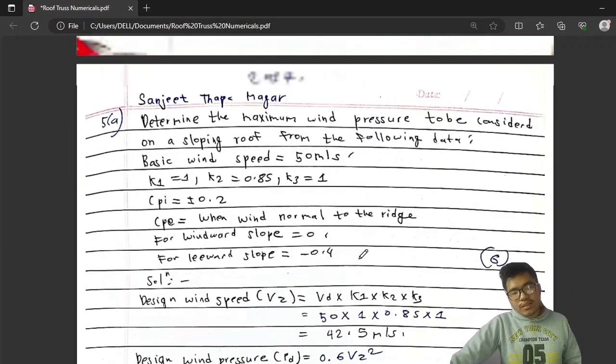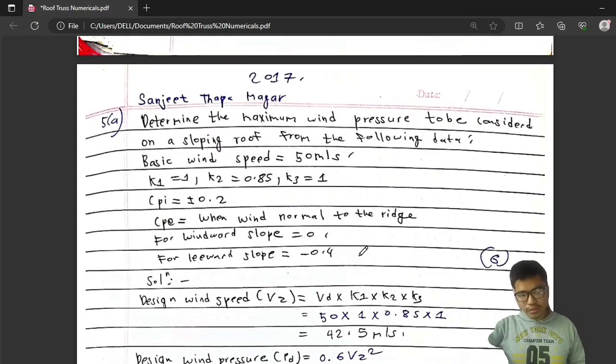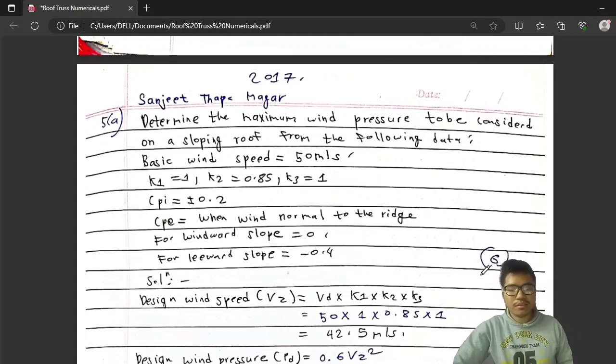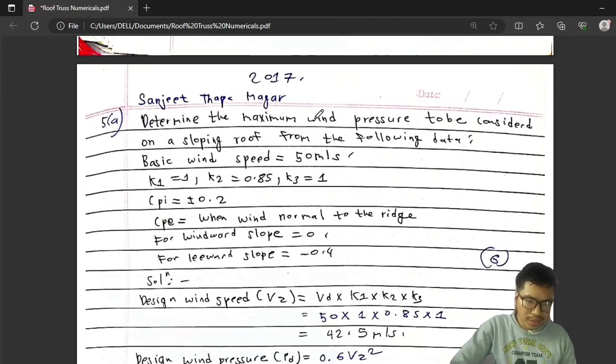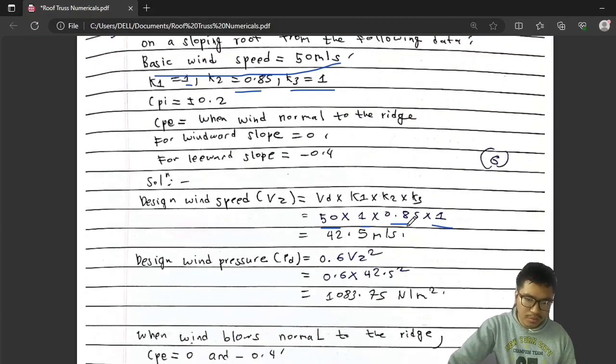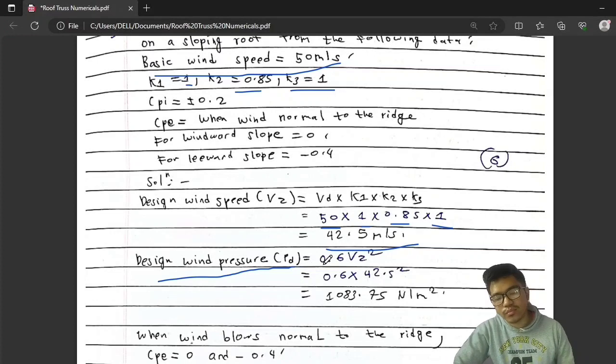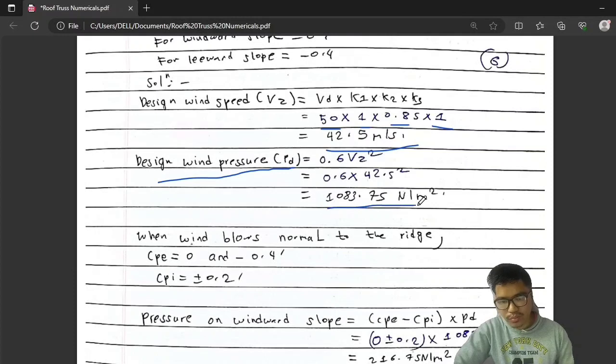So this was asked in 2017 in Purbanchal University, 5A, for 6 marks. Determine the maximum wind pressure to be considered on a sloping roof from the following data. Basic wind speed is 50 meters per second, and K1, K2 and K3 are 1, 0.85 and 1 respectively. So 50 multiplied by 0.85 is 42.5 meters per second. The design wind pressure PD is 0.6 Vz square, so 0.6 into 42.5 square is 1083.75.